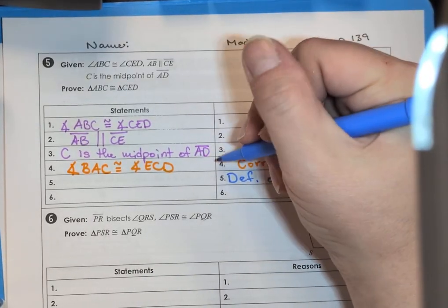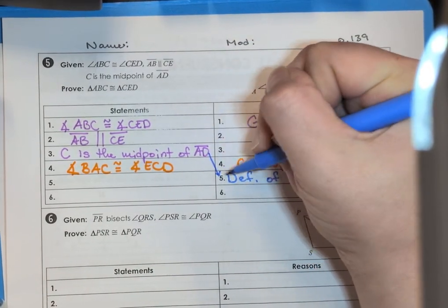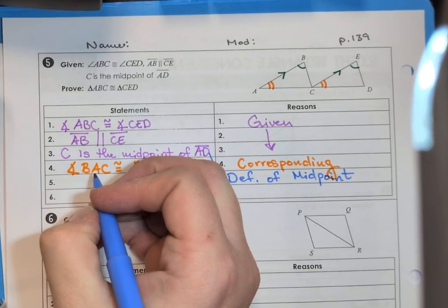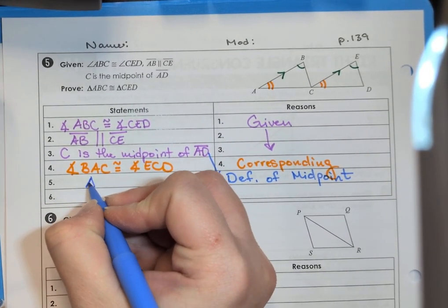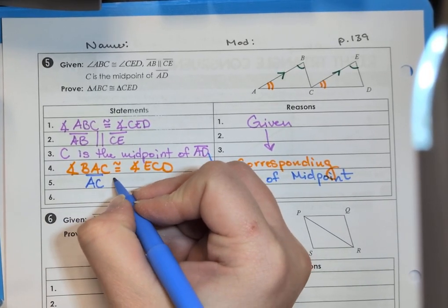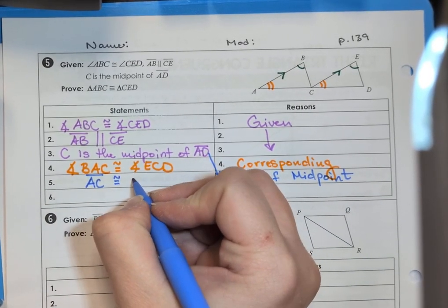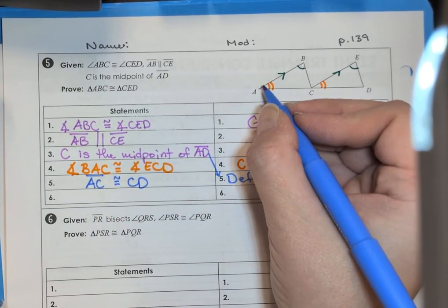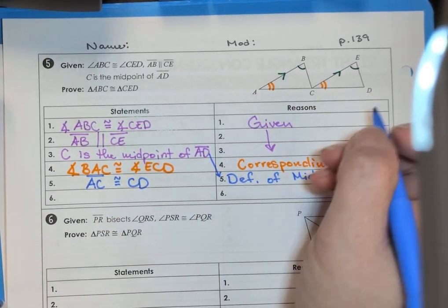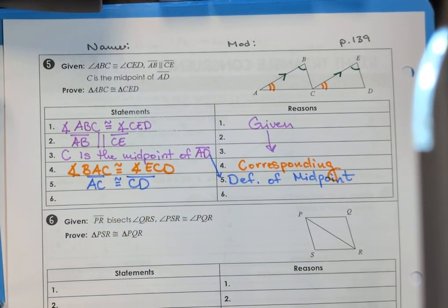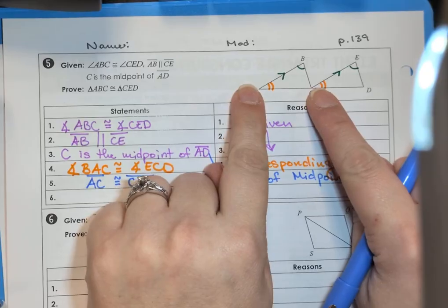Okay. So we're using that third given for this one. And it says it's the midpoint of AD. So what should we write for our statement? AC is congruent to what? No, CD. Because A is congruent to C, correct? So you want AC and then CD, because you have to list the ones that are congruent with each other. So you're going here to here.